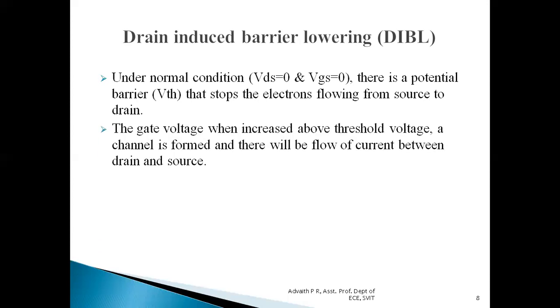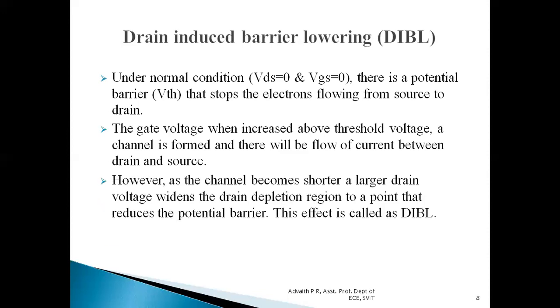When the gate voltage is increased above the threshold voltage, a channel is formed, a connecting path is formed between source and drain regions, and hence there will be flow of current between the drain and source. There will be flow of electrons from source to drain region, and conventional current is always assumed as opposite to the flow of electrons. Hence, the current flows from drain to source region.